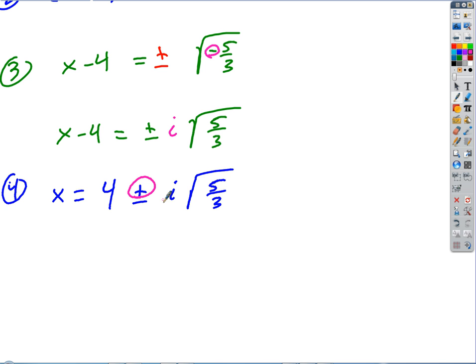So for Moodle then, we would just say 4 plus i times square root 5/3. Do you have to put the times over after the i? No, you don't, but it's not a bad idea. Or you can put the i at the end.